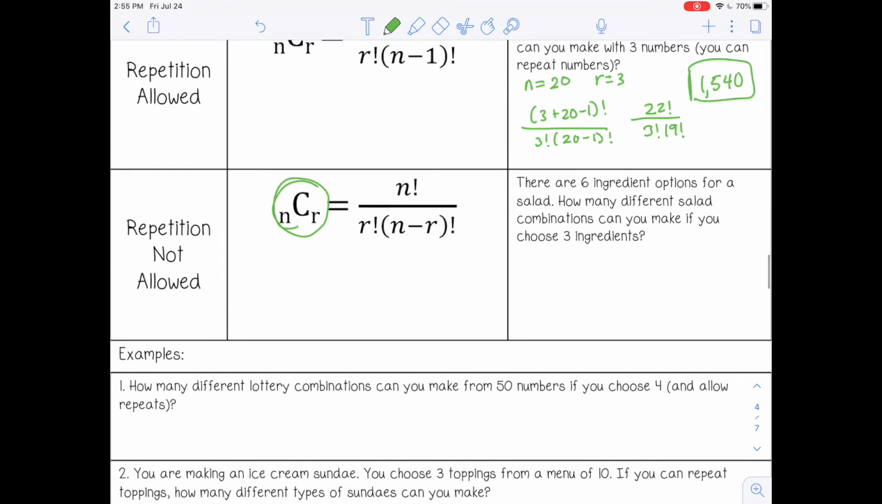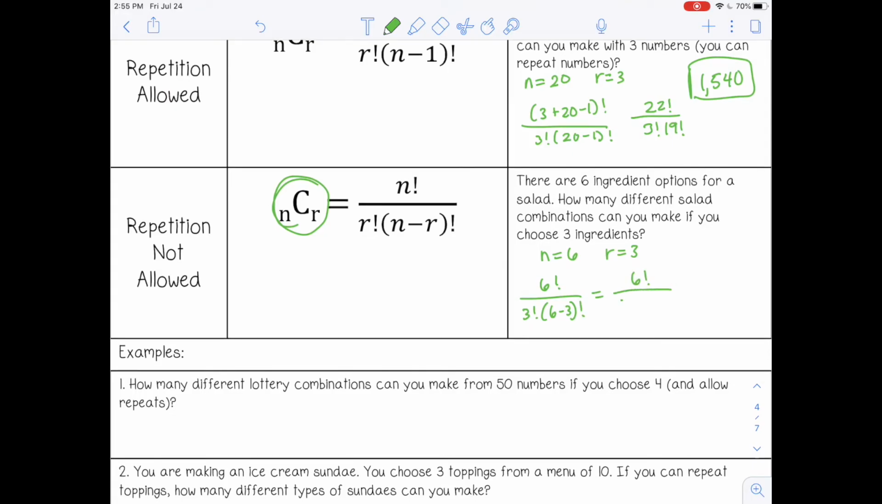All right, so there are 6 ingredient options for a salad, so that's my N. How many different salad combinations can you make if you choose 3 ingredients? So that's my R. All right, so 6 factorial over 3 factorial, 6 minus 3 factorial, which would simplify to this. All right, so use your calculator. And you should get 20 different combinations.